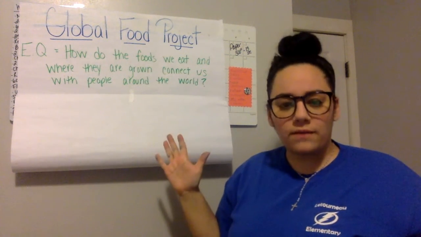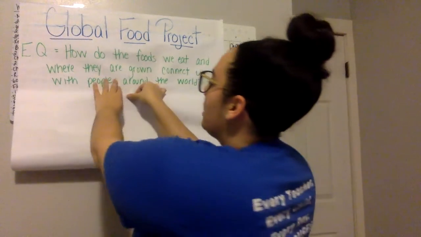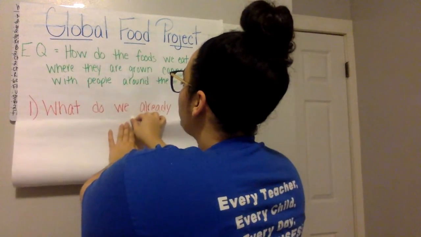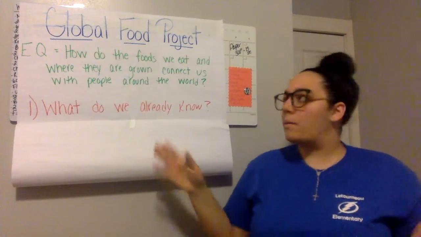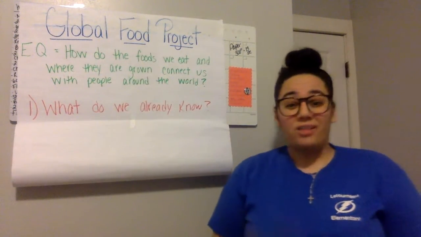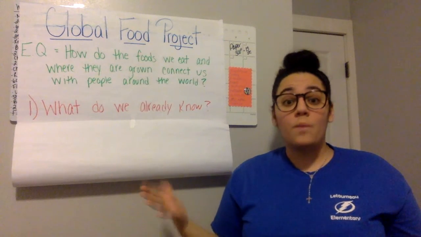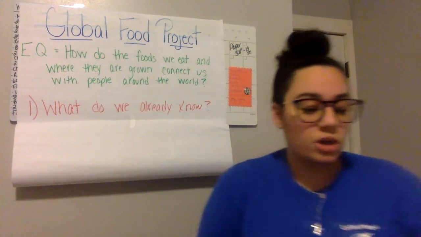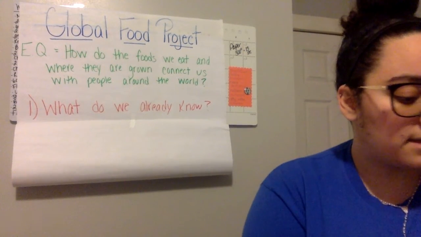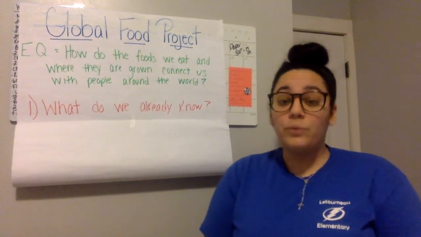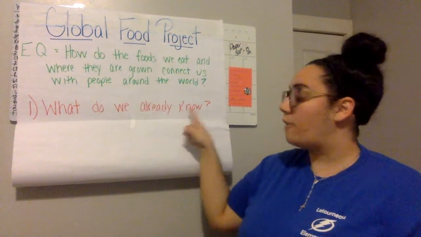Well, first part of the project is to think about, what do we already know? What do we already know about global foods? A lot of us probably eat global foods at home and you don't even realize it. So, the first part of your packet has these resources to help you figure out, what do we already know.